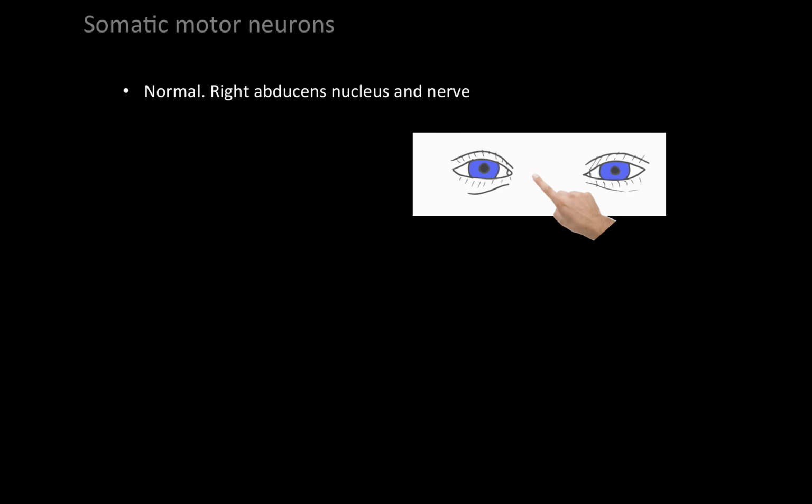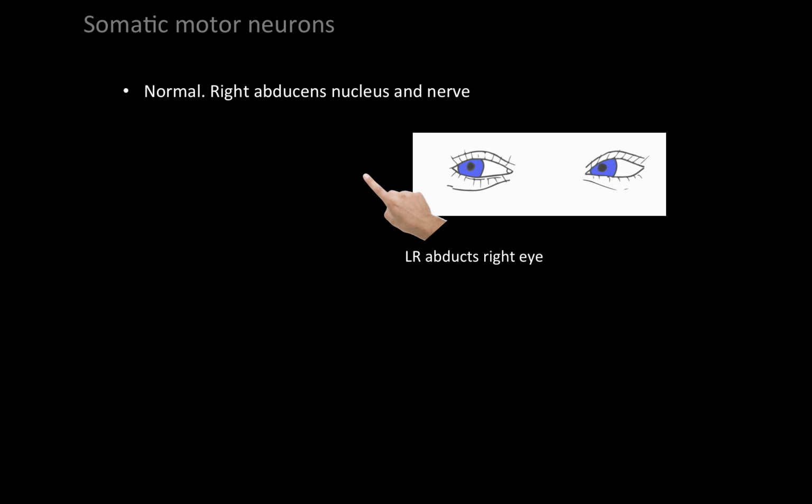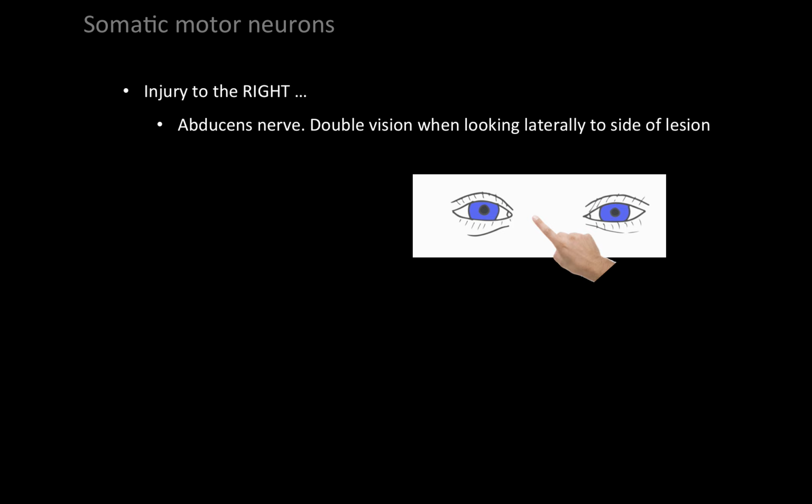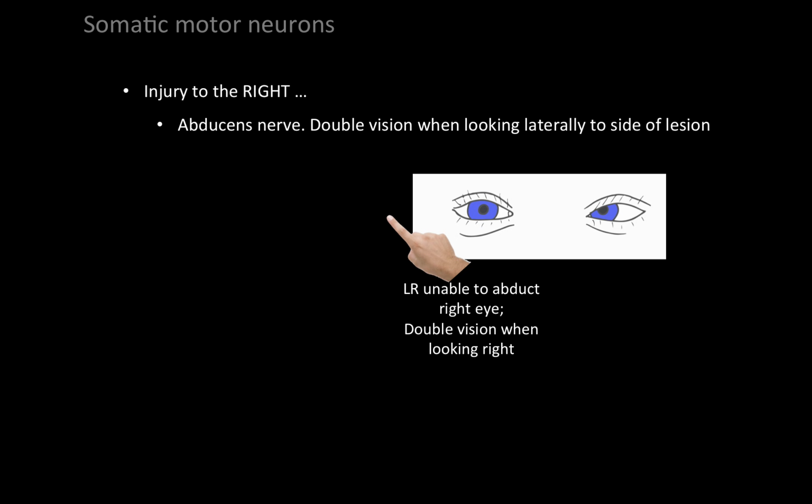So in a normal position, when the patient is looking forward, again focusing the right eye, the right abducens nucleus and nerve should have the eye do this, tracking your finger as we go laterally. The lateral rectus abducts the right eye. Now, injury to the right abducens nerve is going to result in double vision when looking laterally to the side of the lesion. So here we have the patient looking forward, and then when we try to have the patient track the finger going to the side, that right eye is unable to do it because the lateral rectus is unable to abduct the right eye. This results in double vision when looking right.